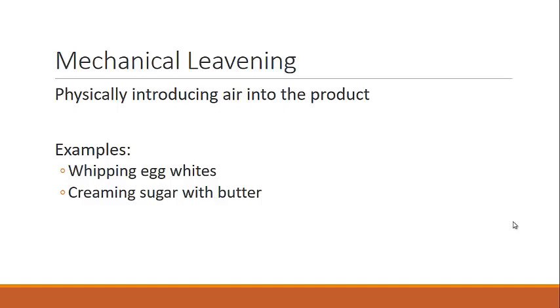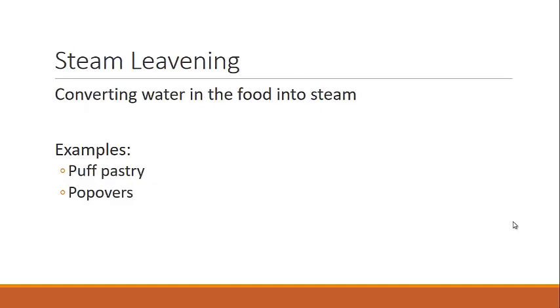When you're whipping egg whites, you're moving that whisk really fast, and you're bringing in air and creating extra pockets of air. When you're creaming sugar with butter at the beginning of making, say, cookies, what's happening is you're dragging those granules of sugar within the butter, and you're breaking up the butter, and you're creating little pockets of air that will then expand when it's baked.